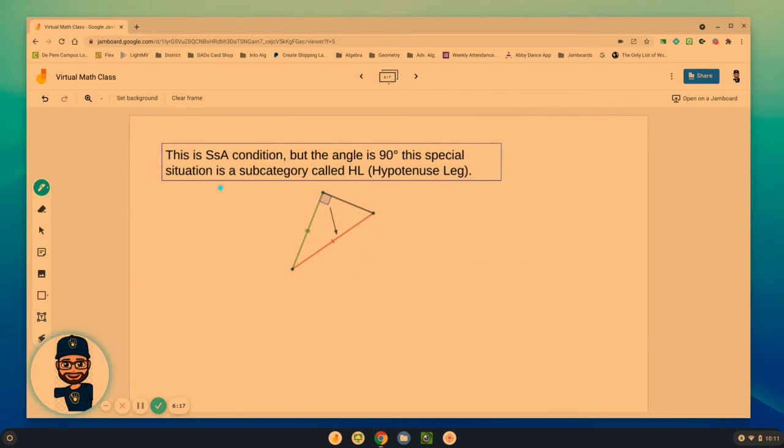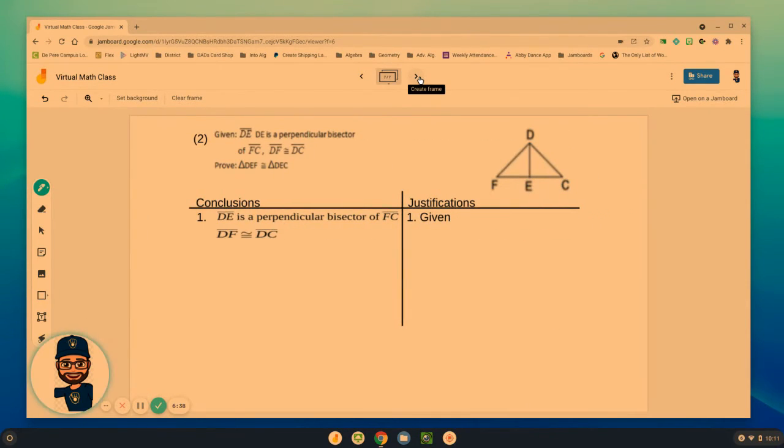Okay, it's a special condition of big S, little sa because of the 90-degree situation. And we call it HL, standing for the hypotenuse and leg. So we have to be given that the hypotenuses are congruent and that one of the other legs are congruent. So let's take a look and see, what does that look like, though, in a proof? Like, what's the big deal?